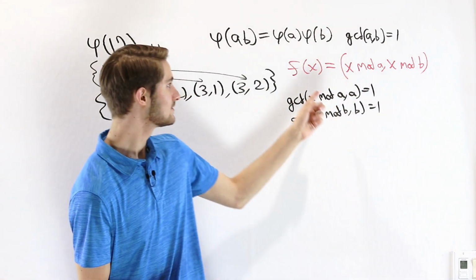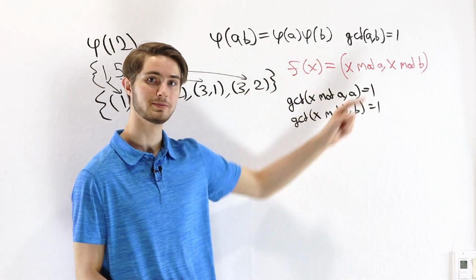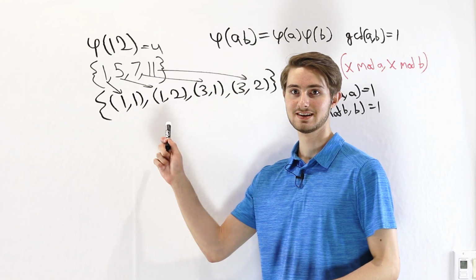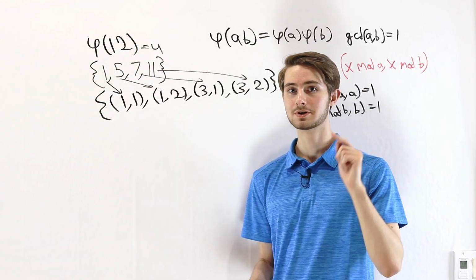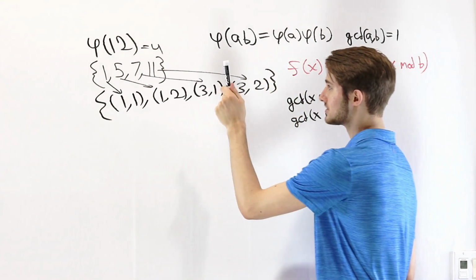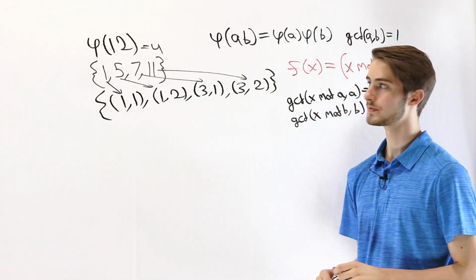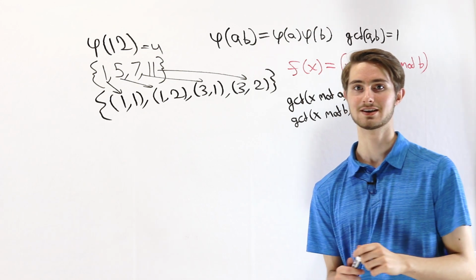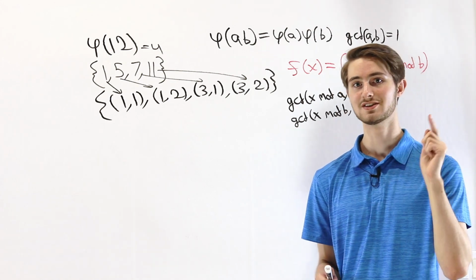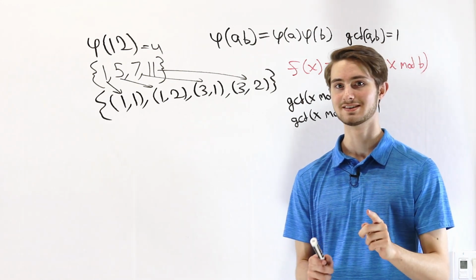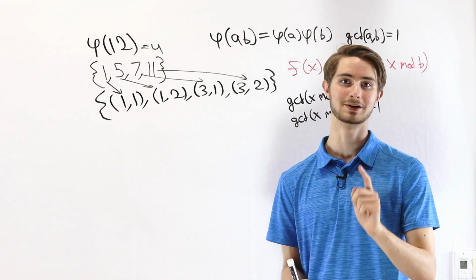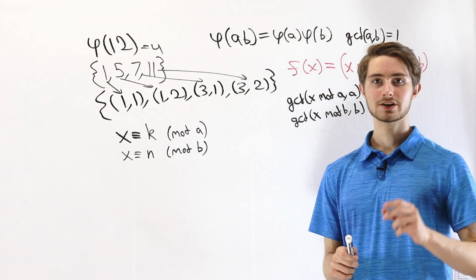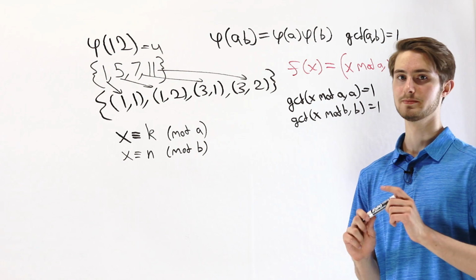That's telling us that this function always gives us an ordered pair that's in the second set. And that's a very important first step to proving there's a bijection between these sets. So we've proved that this function goes from the first set to the second set. But now we have to prove that it's a bijection. And this is where the Chinese remainder theorem comes in. So let's talk about what the Chinese remainder theorem says.